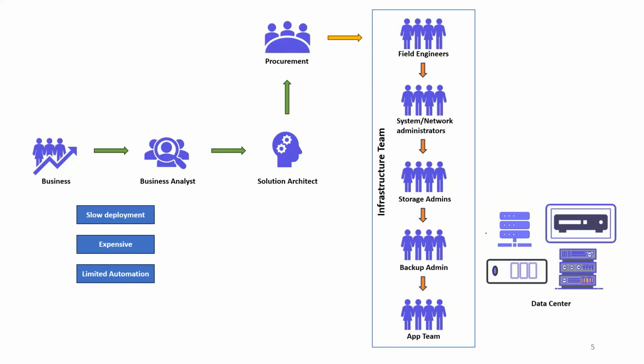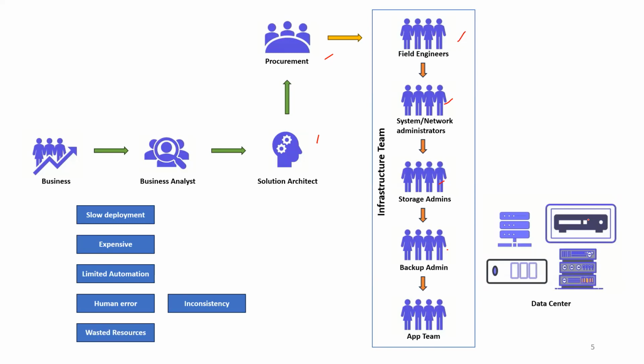Okay, and one more thing is that with so many teams working behind the scenes on so many different tasks, the chances of human error are very high. You see here, this team working, this team, this team. Many teams are working behind the scenes on very different tasks, so the chances of human error are very high. This results in inconsistency in the environment.